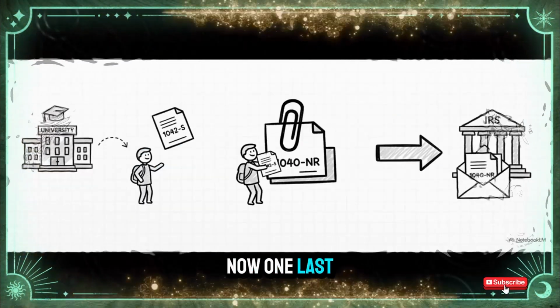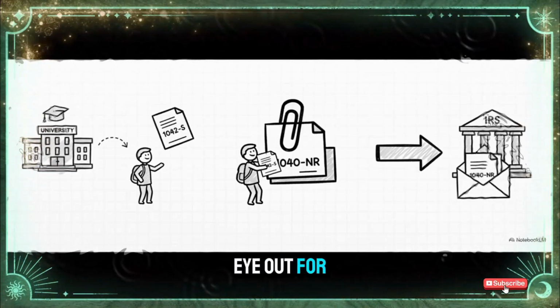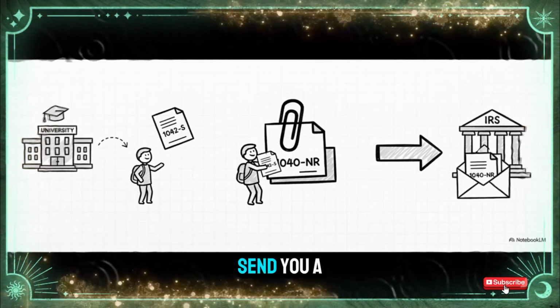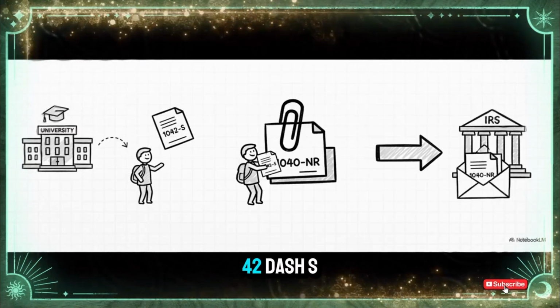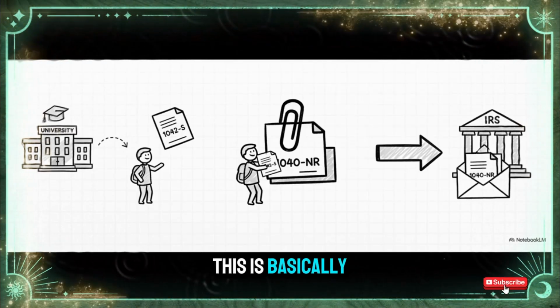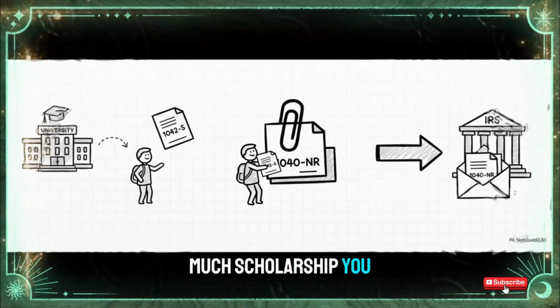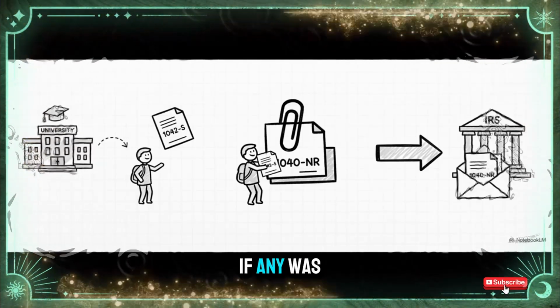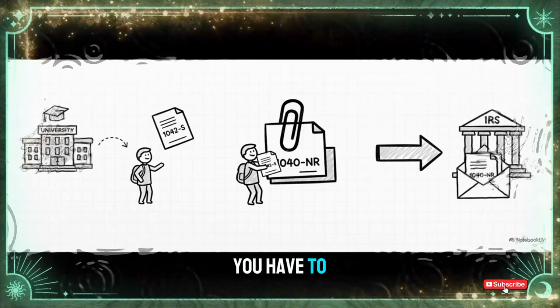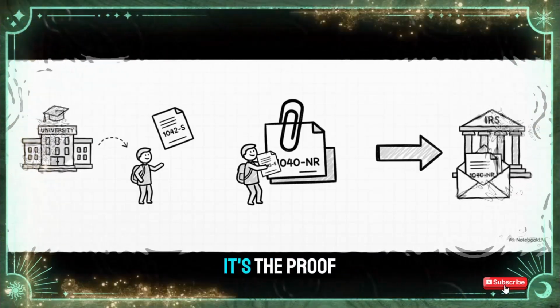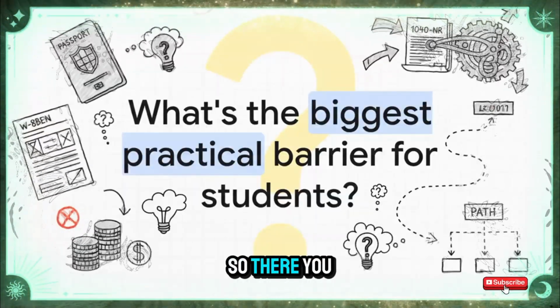Now, one last piece of paper to keep an eye out for. Your university will send you a Form 1042-S. This is basically your official receipt for the year. It shows how much scholarship you got and how much tax, if any, was withheld. You have to attach this to your tax return. It's the proof.